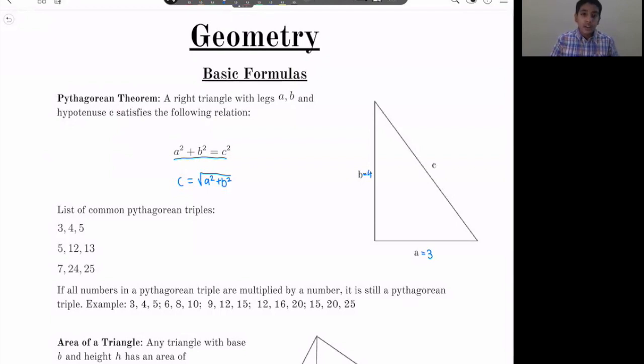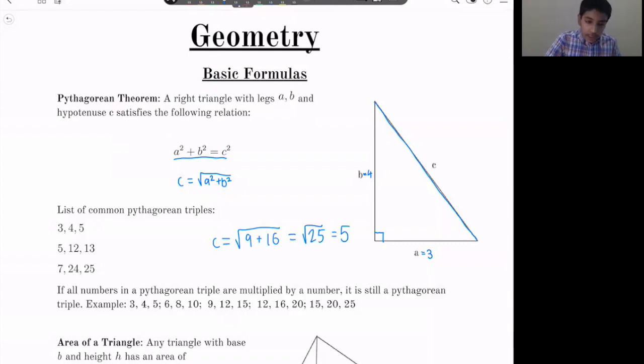If you aren't familiar with this terminology, the legs are the 2 side lengths that connect at the 90-degree angle. So this is a 90-degree angle. The legs are the 2 side lengths touching the 90-degree angle, and the hypotenuse is the side opposite of that. So this is the hypotenuse. We can just apply the Pythagorean Theorem. C is equal to the square root of A squared plus B squared. A squared is 3 squared, or 9. B squared is 4 squared, or 16. So C is equal to the square root of 25, which is 5.